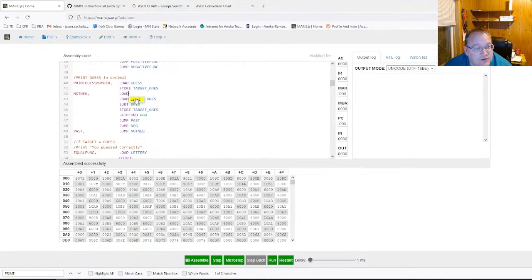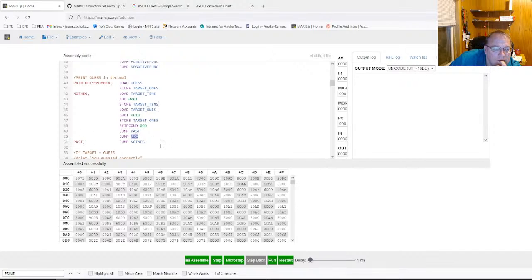what I'm going to do is I'm going to load target tens, add 0, 0, 0, 1. Store target tens. So I'm going to have to do this.